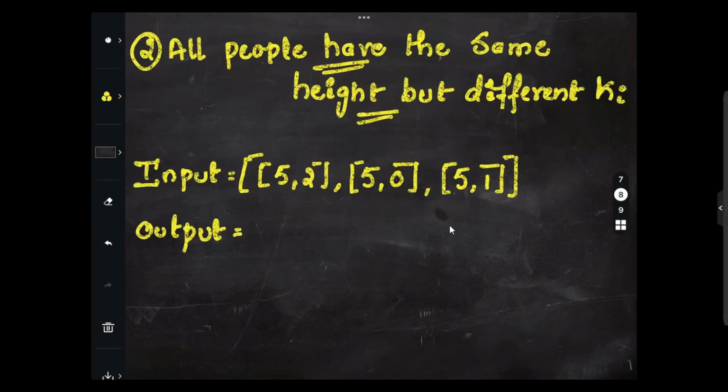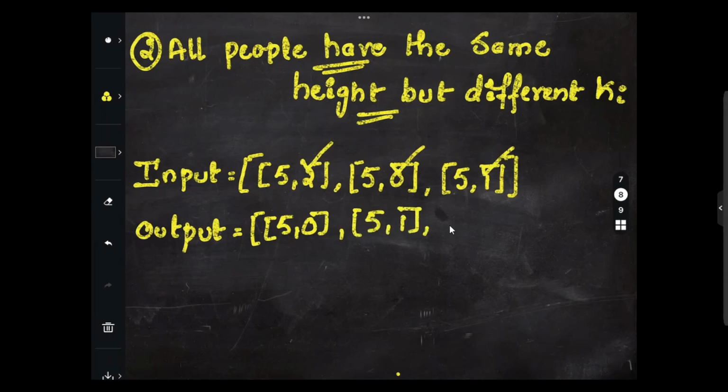Let's go with the second edge case. All people have the same height but different ki. Now what we will do is sort only by ki in this case. The output will be based on the sorting of ki: 5, 0 first, then 5, 1 and 5, 2, right? This is fine. I hope this is completely clear. We are only sorting based on ki in ascending order: 0, 1, 2. You can clearly see here. This is for the second condition, all people have the same height but different ki.